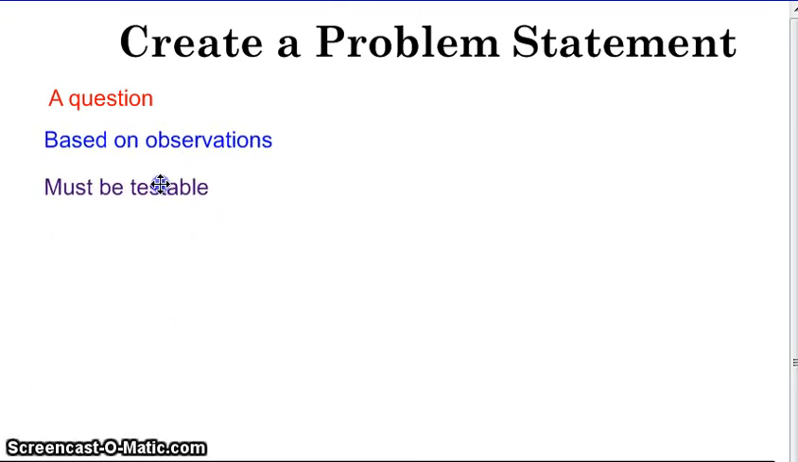The first thing you do as part of the scientific method is create a problem statement. A problem statement is a question. It must be based on observations, and it must be testable. Okay. Now what does that mean to be testable?